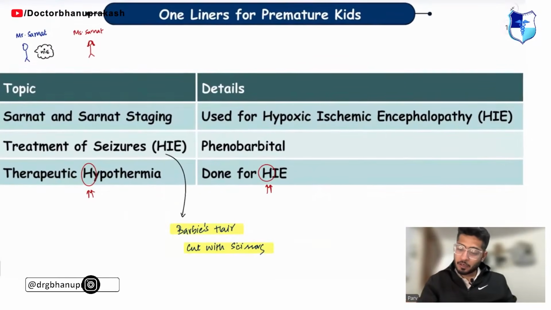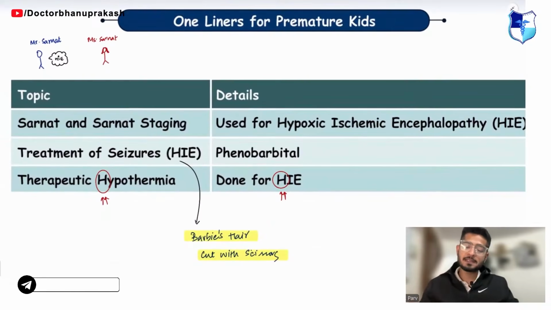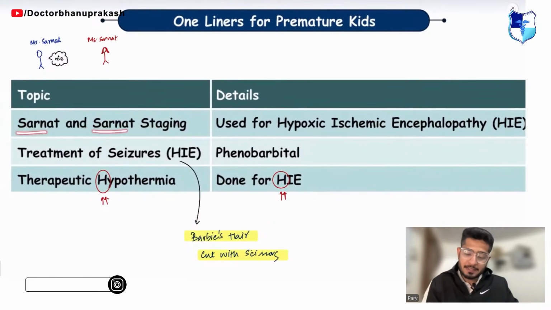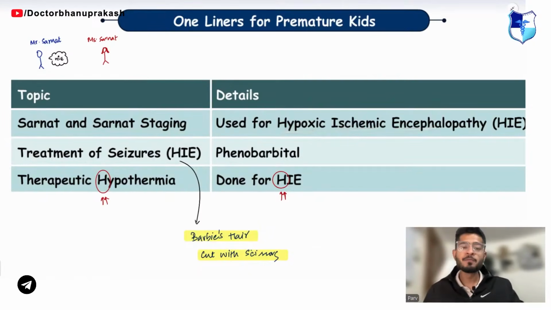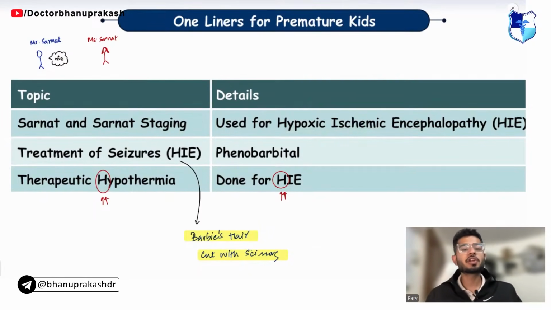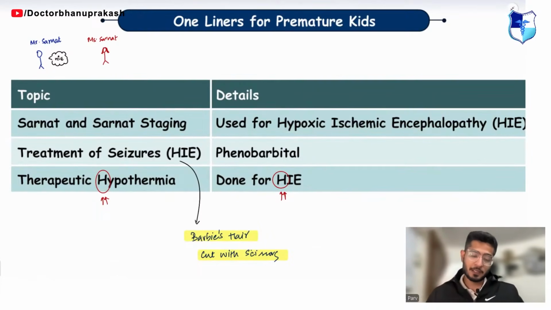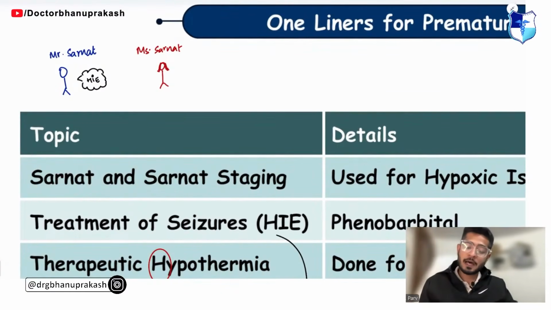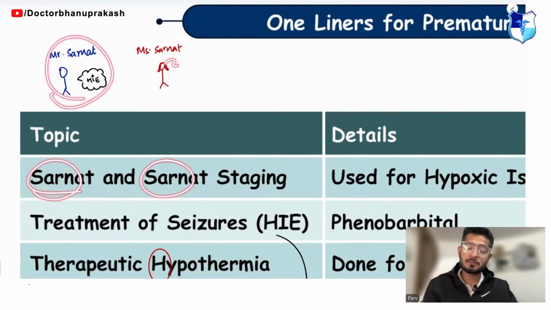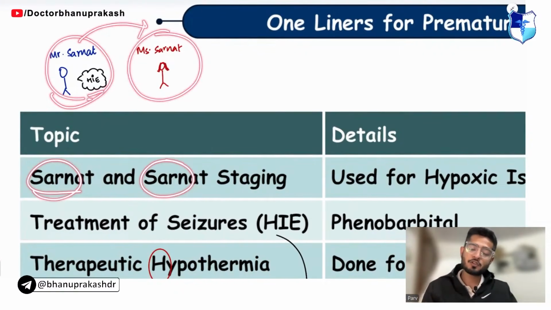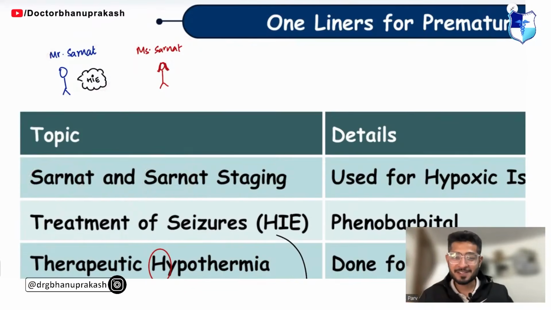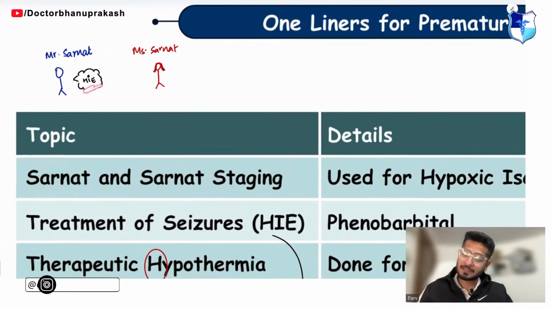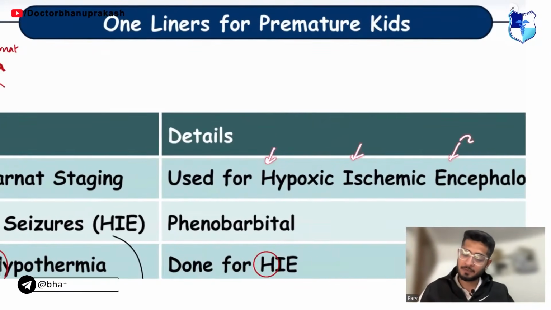Now the next concept is Sarnat and Sarnat staging. It is done for hypoxic ischemic encephalopathy. So how to remember? Remember that in Sarnat and Sarnat, there are 2 people, Mr. Sarnat and Mrs. Sarnat. Mr. Sarnat is saying hi to Miss Sarnat. So remember this hi, HIE is important. H for hypoxic ischemic encephalopathy.